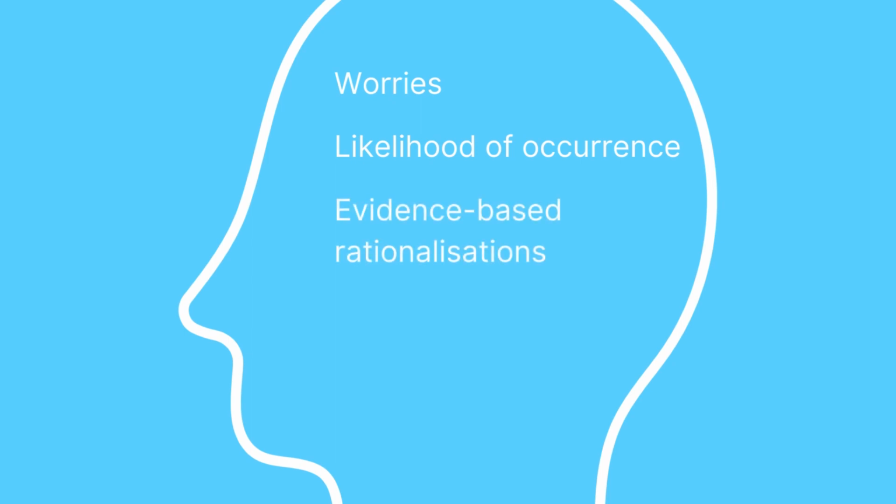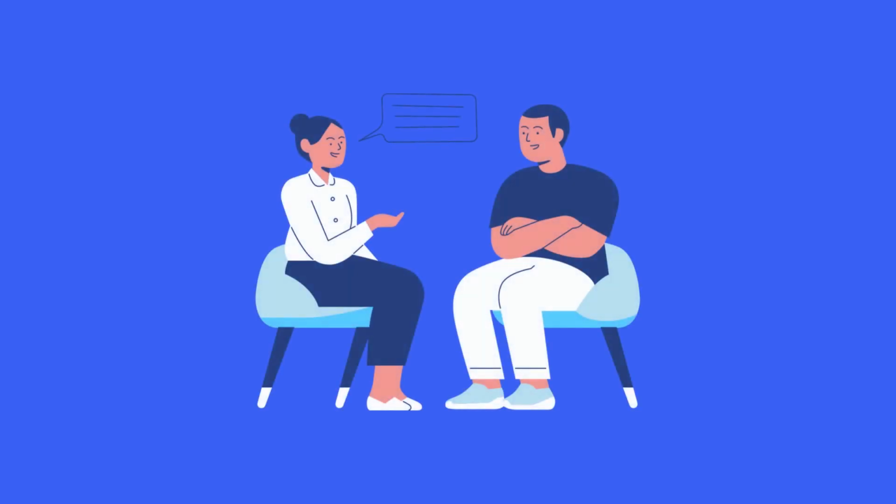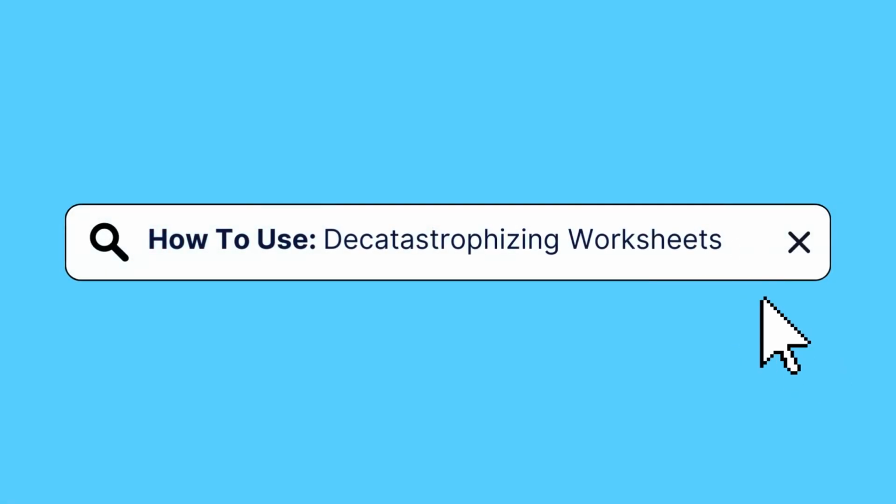This can be to an unhealthy degree, with these worksheets serving to prevent catastrophizing and help facilitate healthy outcomes and positive states of mind. These worksheets touch on worries, the likelihood of worries occurring, evidence-based rationalizations, worst-case possible scenarios, as well as action plans to overcome these challenges. They are highly flexible and can be used by anyone, but especially by mental health professionals such as counselors and therapists. How to use Decatastrophizing Worksheets.